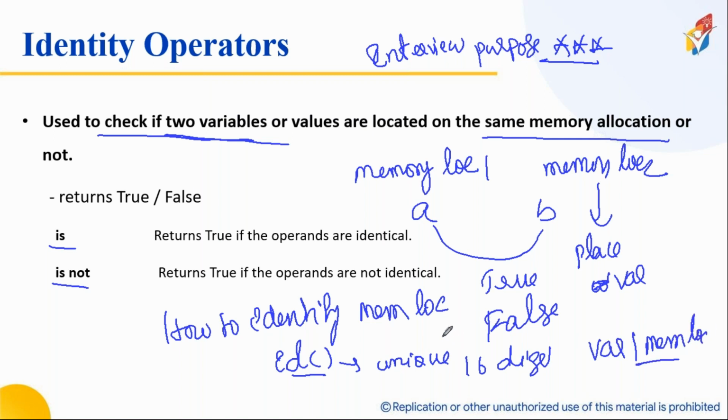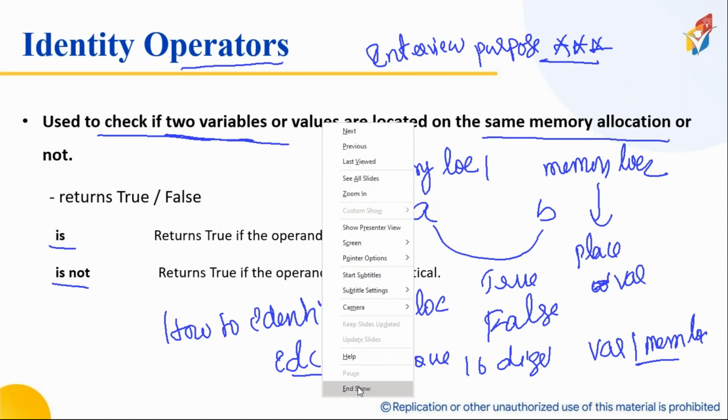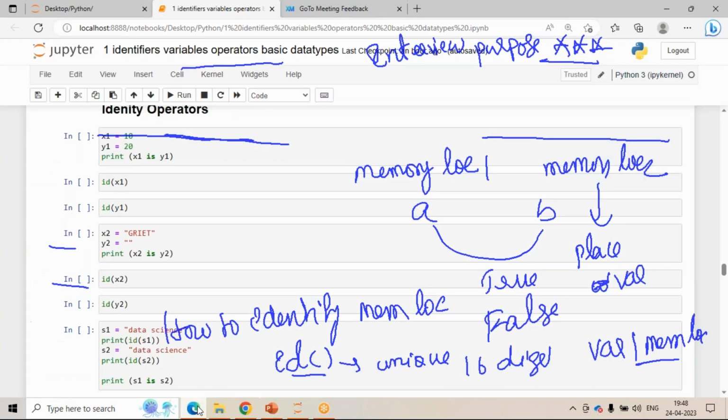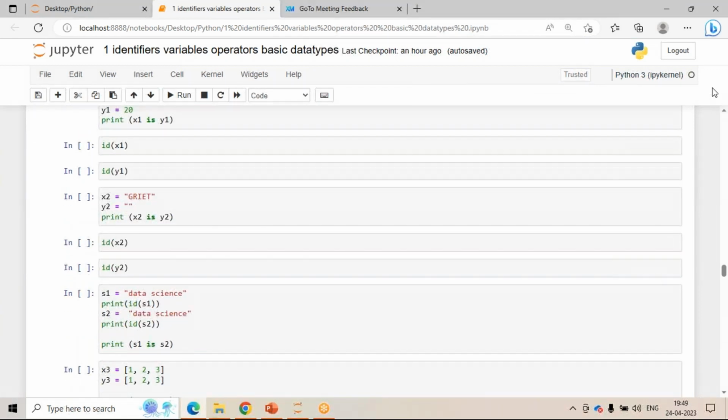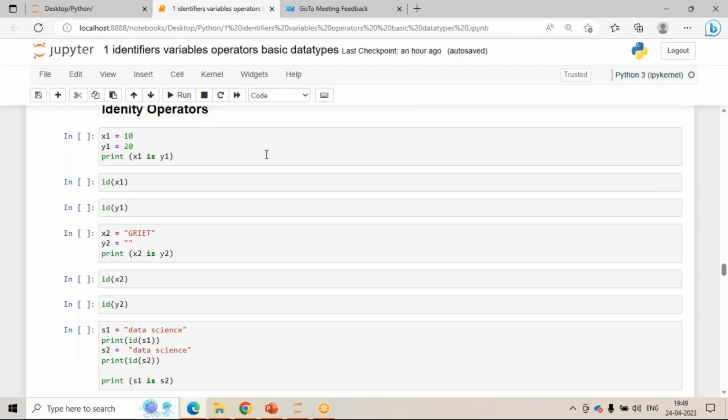So instead of discussing theory, shall we go for a real time one? How to deal with identity operation? This is a very, very important question, please. Now I am going to the Jupyter notebook. I'll go very slowly, Andy. This is very, very important for interview purposes, please. Let me go a bit down. I hope it is visible for everyone.